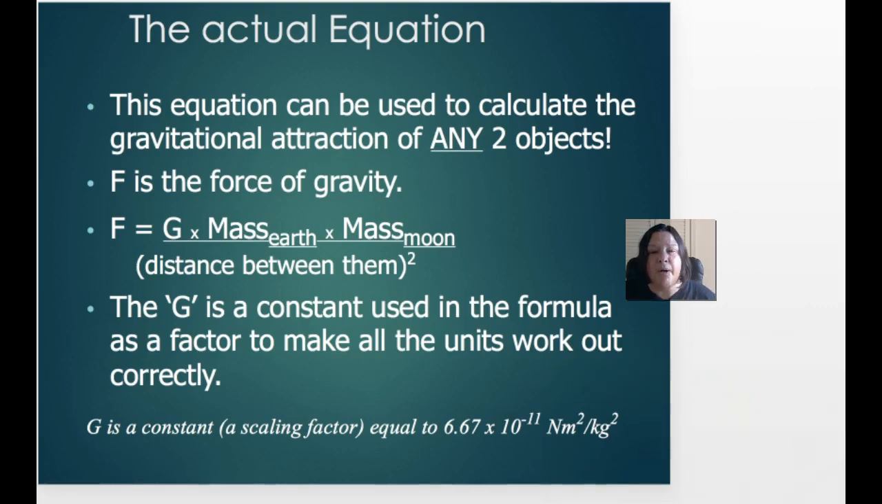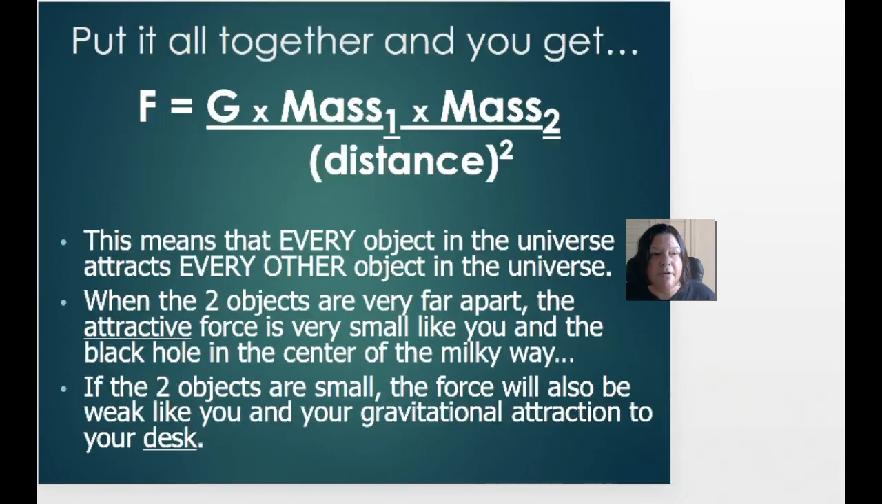So this is the actual equation. As you can see, it's a little bit longer. You have the mass of the Earth, the mass of the moon, times G, and G is a constant. F is the force of gravity, and this is true for any 2 objects. So I'll let you look at this for a second. Some of you are very mathematically inclined, so if you take a look at this, maybe the equation will make sense to you. You can pause the video right here if you want to. And if you put it all together, this is the equation that you get.